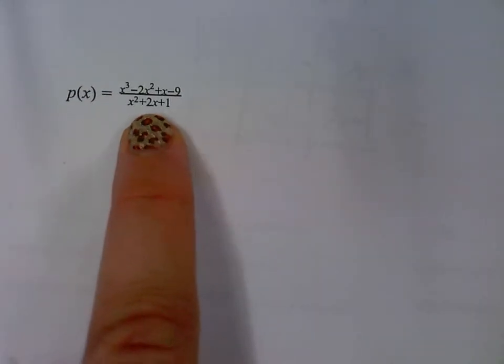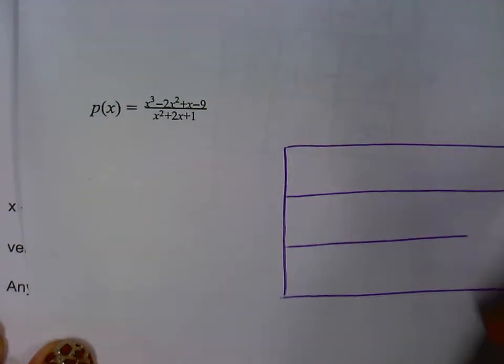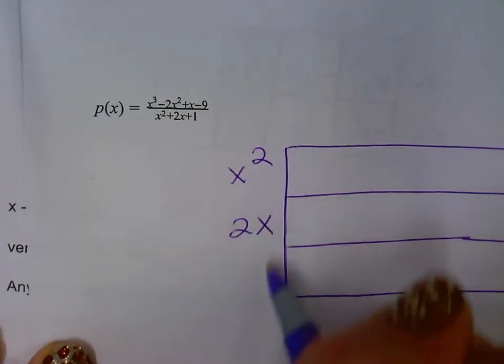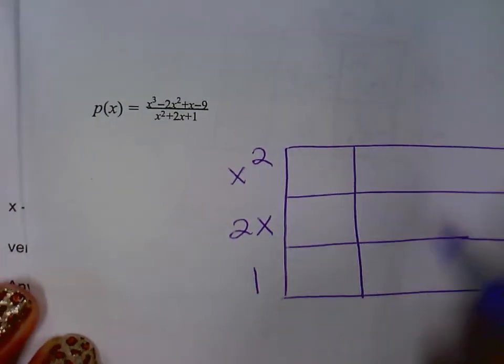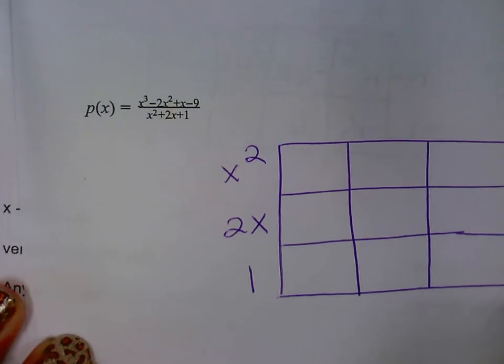How many terms are in your divisor? 3. So you need to make the side of your box able to accommodate all 3 of those terms. X squared plus 2x plus 1. I don't know how many boxes I need. I'm going to say I need 1 more. Something like that.